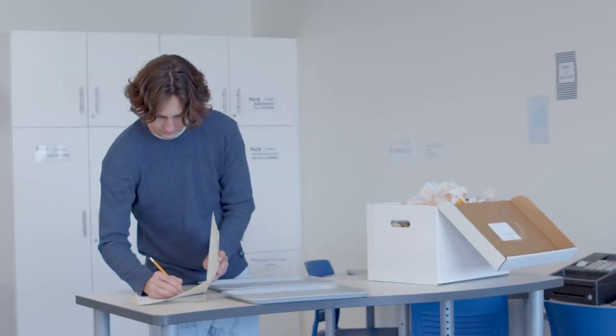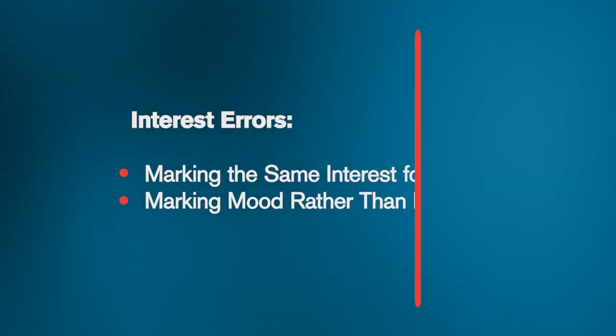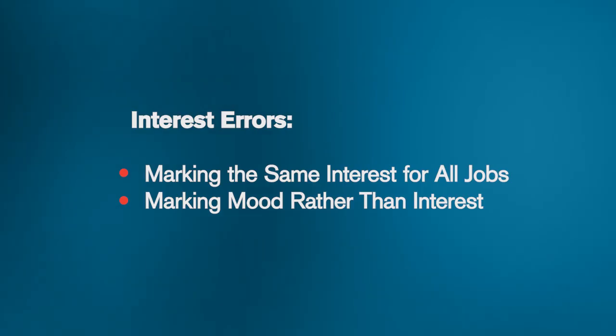Employees can make several types of errors when indicating their interest. They might mark the same level of interest for every job. They might mark interest based on their mood that day. For example, it would not be appropriate for the employee to mark smiley faces or other facial expressions, as those tend to measure how they feel that day, not necessarily how interested they are in doing the job.